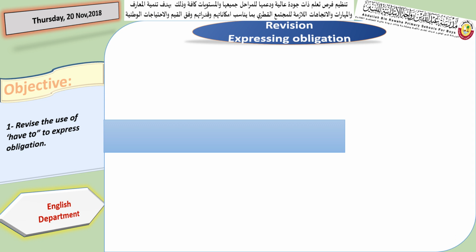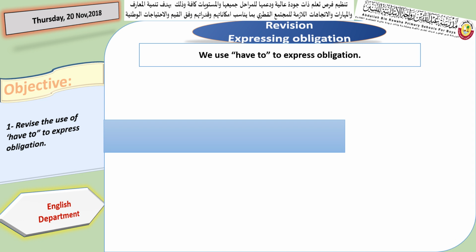Today we will start by expressing obligation. Expressing obligation means التعبير عن الالتزامات. What do we have to do؟ ما الذي يتوجب علينا فعله in some situations في بعض الأحوال. Now, for the use, we use have to express obligation لأعبر عن التزام معين.